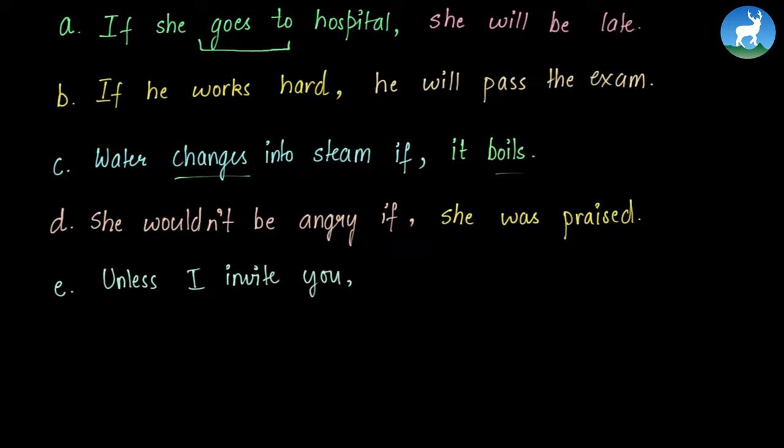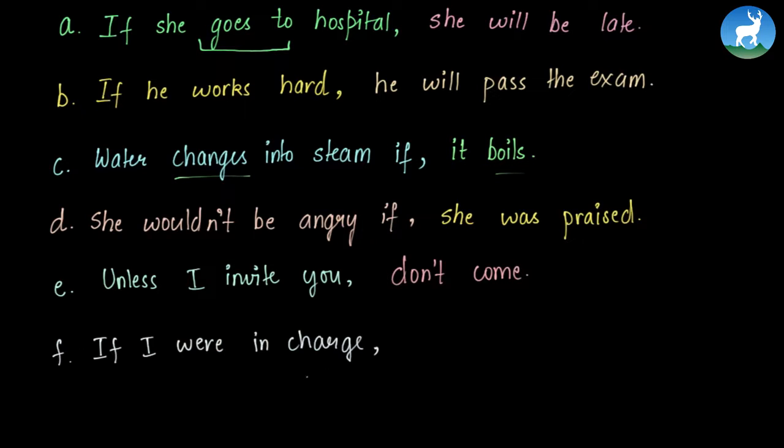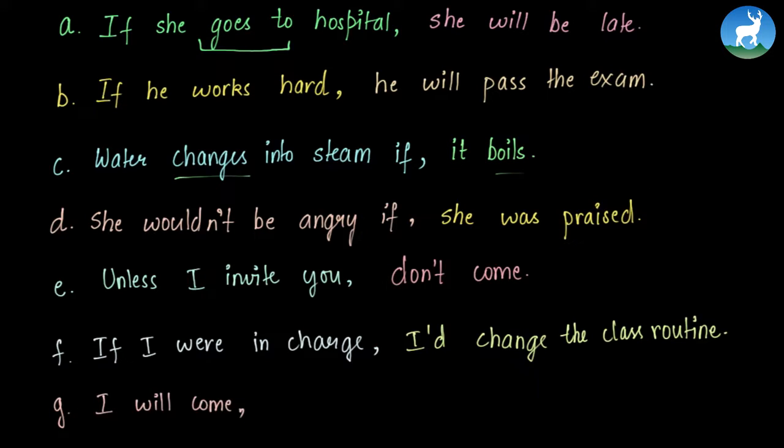Next we have unless I invite you. So we can say unless I invite you, don't come. Next we have if I was in charge. We can say, if I were in charge, I'd change the class routine. Remember, this is the second condition. And finally, we have I will come. And we can complete it by saying, I will come if you invite me.